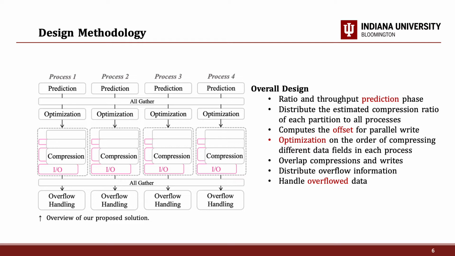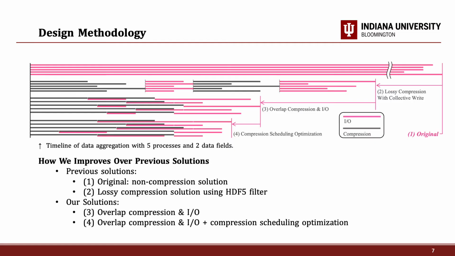After which we do another all-gather operation to exchange the data overflow information and then handle the overflowed data. And then we can look at this timeline figure to demonstrate how we improve over previous solutions. In this figure, there are 5 processors, and each processor will hold 2 data fields.